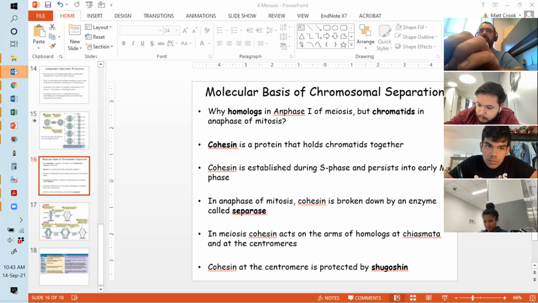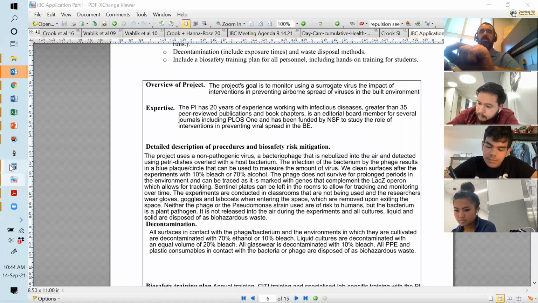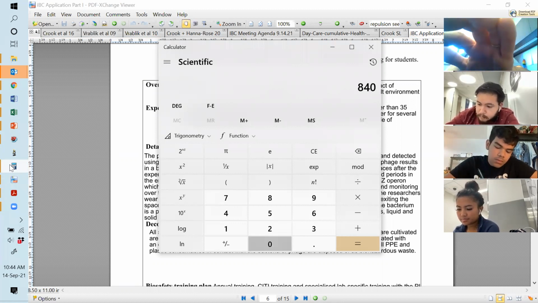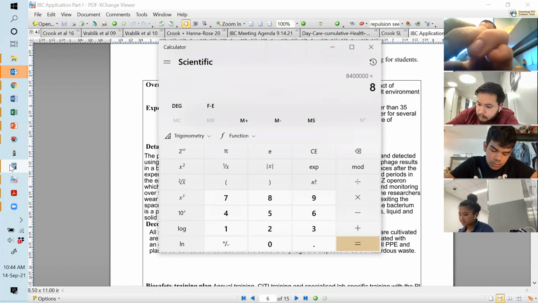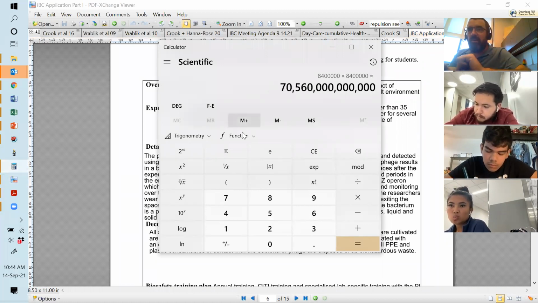And then a cool example. Each gamete involved in fertilization is 1 in 8.4 million. So you, and that's you, are 1 in, and I've got to do the calculator thing. Nope, not that one. That one. Was it 8? Yeah, you are 1 in 70 trillion.